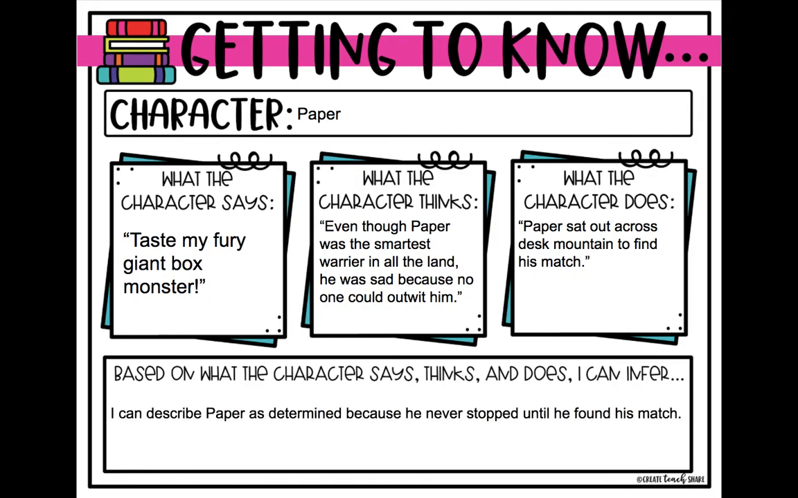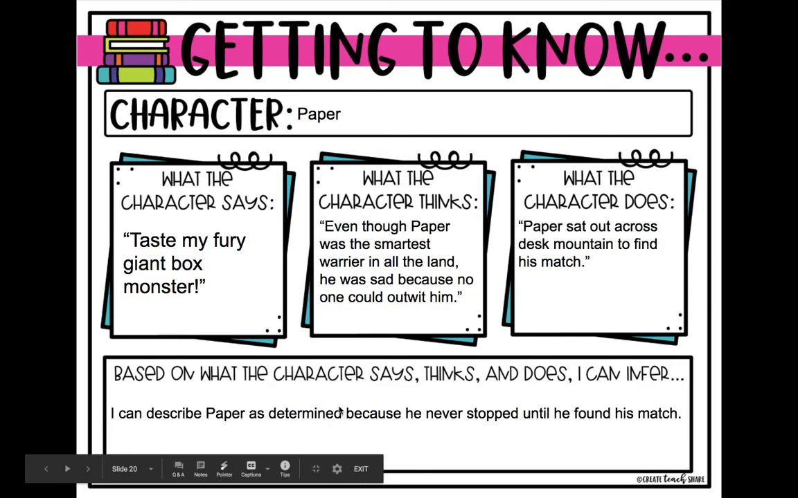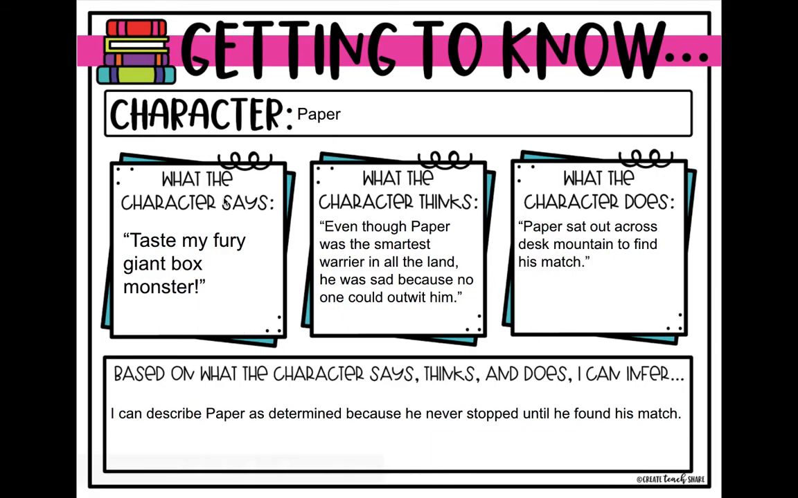Well, I can infer that he's determined. When you're determined, it means you never give up. So I said I can describe Paper as determined. That's the word I chose here, because he never stopped until he found his match. He's saying those words. He's thinking, I've got to find someone to beat me. He's setting off from his safe home, and he's never going to stop until he can find someone who can beat him.